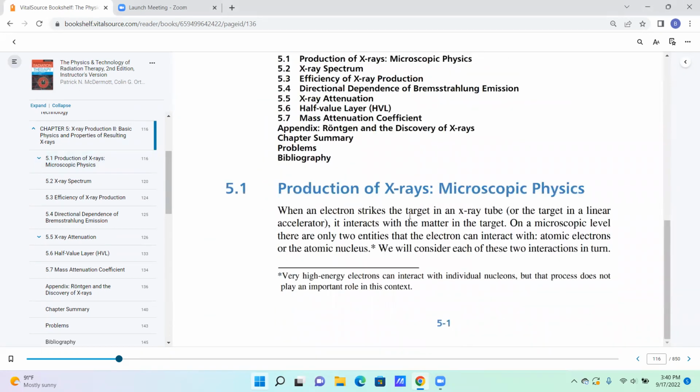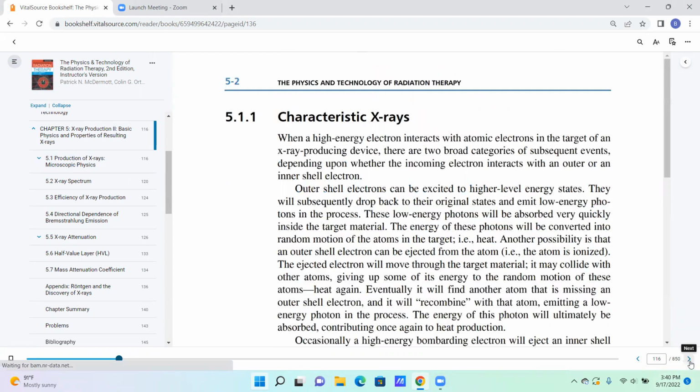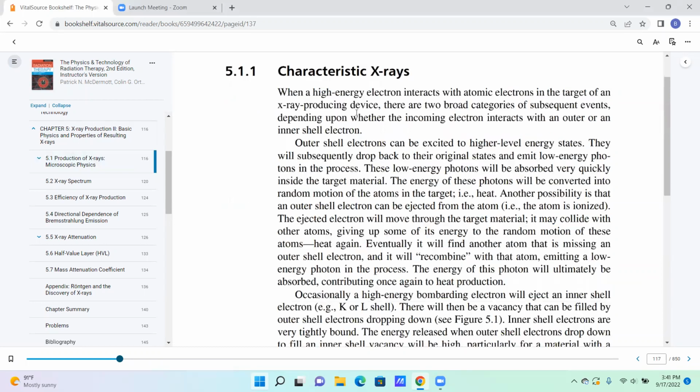All right, so you can see here, the electron is going to strike the target in an X-ray tube. It's going to interact. You've only got two entities that the electron can interact with. It's got the atomic electrons or the atomic nucleus. It makes a note here about interacting with individual nucleons, but we're not going to worry about that. So when the electron interacts with atomic electrons, you've got two broad categories of what can happen.